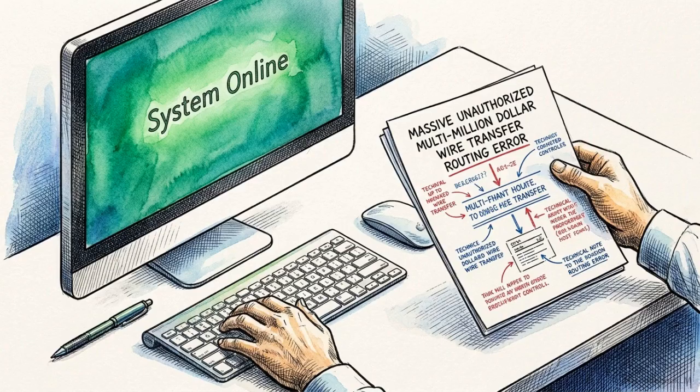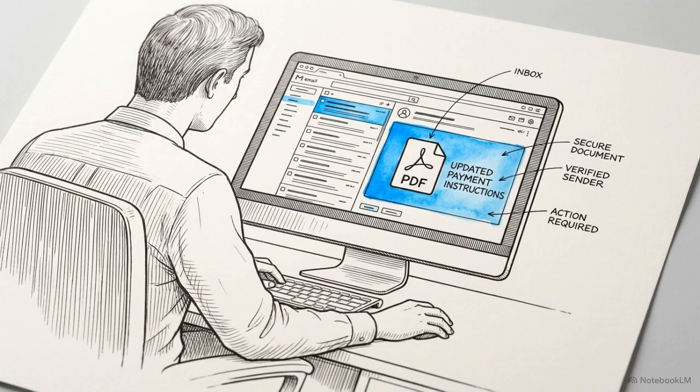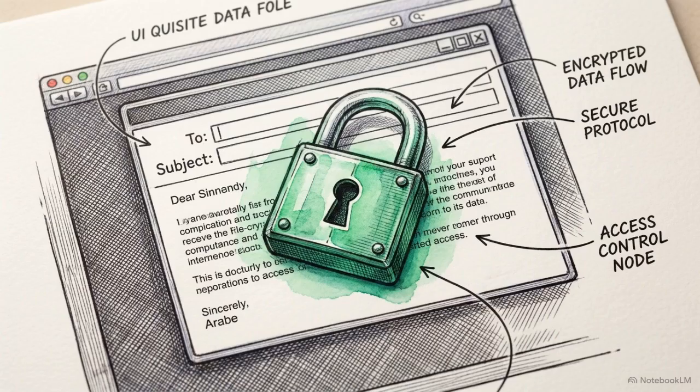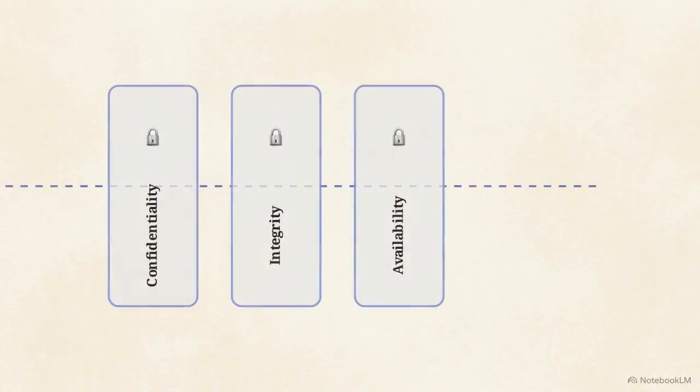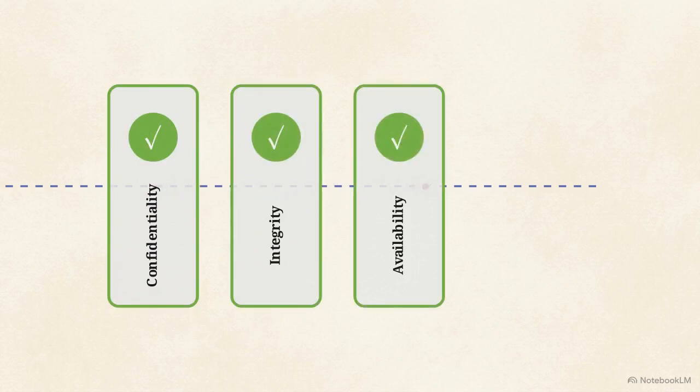A system can maintain a flawless CIA record and still fail catastrophically. Consider an employee receiving an email with new payment routing instructions for a major supplier. The message is heavily encrypted, meeting the confidentiality requirement. A check of its hash confirms it arrived perfectly intact, proving its integrity. The mail server delivered it immediately, so availability is absolute. The security filters give the packet a green light.